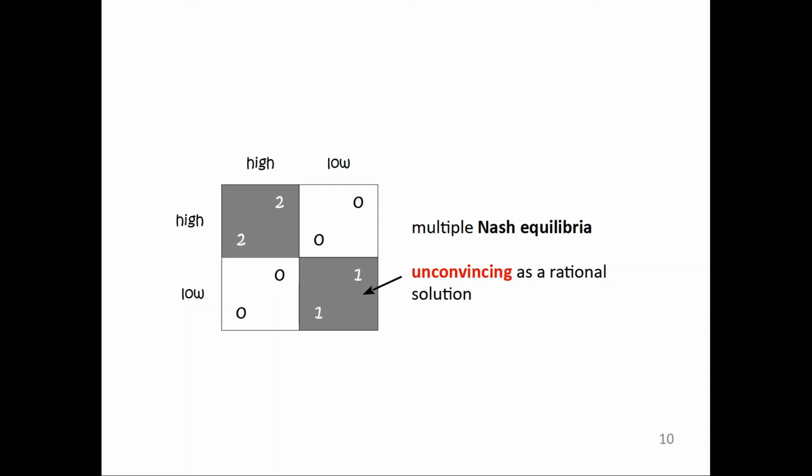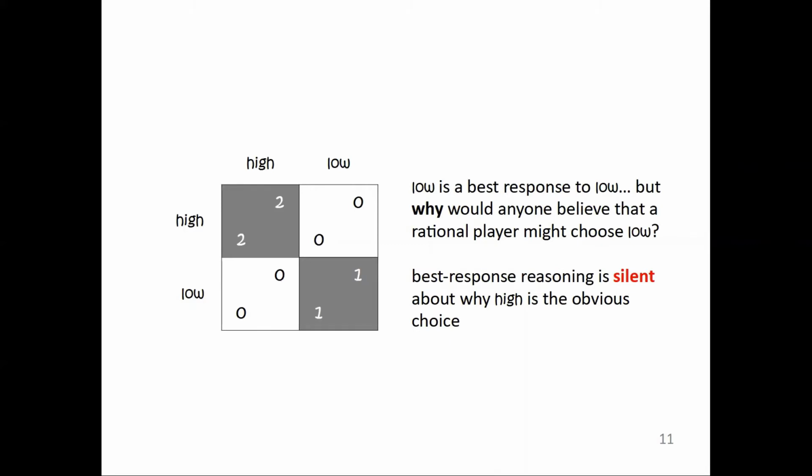But mutual choice of low seems unconvincing as a rational solution in this game. Now, of course, low is the best response to the other player's choice of low. But the question here is, why would anyone believe that a rational player might choose low in the first place? Best response reasoning is simply silent about why high is the obvious choice in this game.